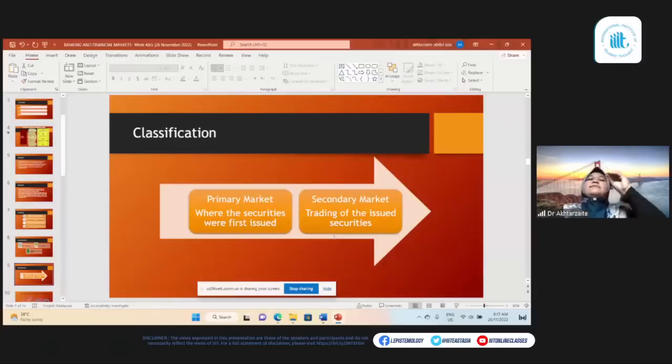So here we can divide the capital market into primary market and secondary market. What is the difference between the two? Primary market is where the securities are first issued.